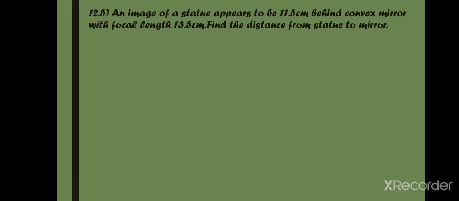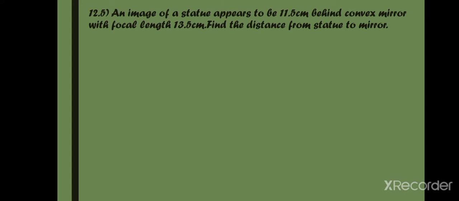12.5. An image of a statue appears to be 11.5 centimeter behind a convex mirror with focal length 13.5 centimeter. Find the distance from the statue to the mirror. Here again a convex mirror is there. Image is behind the convex mirror. Yes, q will be negative. Focal length will also be negative because it is a convex mirror, and you have to find the distance.